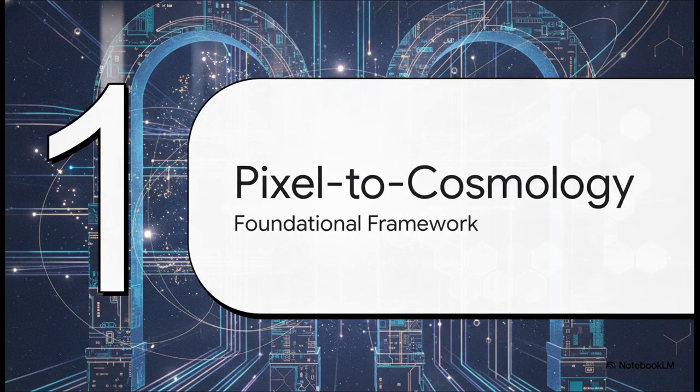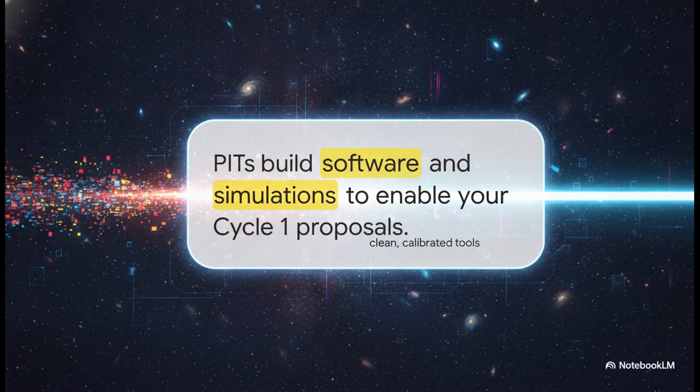All right, Section 1, the Pixel-to-Cosmology framework. Before we get into the individual tools, we really need to understand the foundational purpose of Roman's infrastructure, and I literally cannot emphasize this enough. The PITs are the architects here. When you look at raw telescope data, your level 1 and level 2 files, it's just full of instrumental noise, detector artifacts, and super complex astronomical anomalies. The PITs are doing all the heavy lifting to bridge that massive gap between raw pixels and actual cosmology. They're building the software, running the massive supercomputer simulations, and laying down the data pipelines so that when you finally sit down to write your Cycle 1 proposals, you have clean, calibrated, ready-to-use tools right at your fingertips.